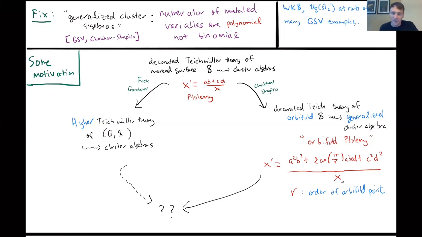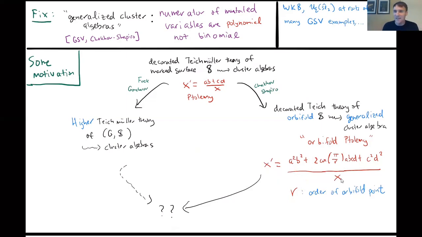But the other way you can go is you can make your surface a little bit more complicated by working with orbifold points of some order r. And when you do this, you don't get cluster algebras naturally, you get generalized cluster algebras. And when you try to mutate an arc nearby an orbifold point of order r, the exchange relation that shows up, the mutation, is no longer binomial, but rather the numerator is trinomial, and it has this interesting trigonometric number, 2 cosine pi over r, where r is the order of the orbifold point.